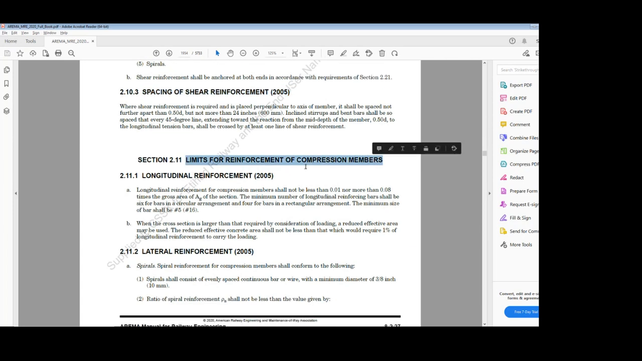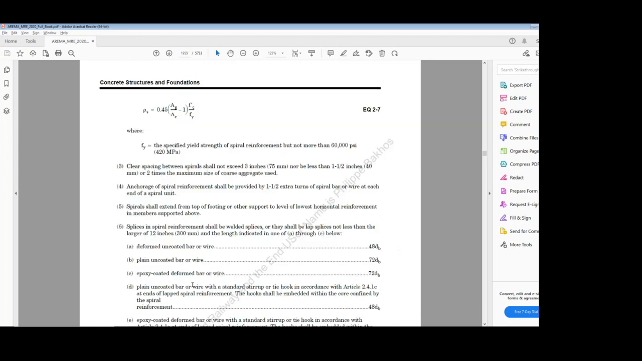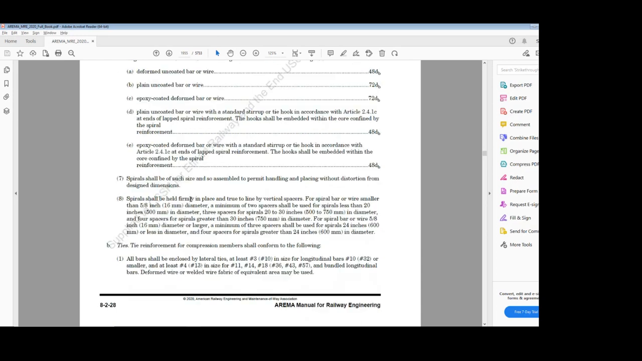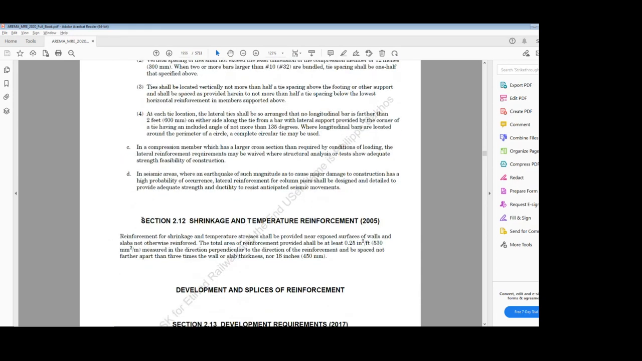Then limit of reinforcement for compression members, basically for walls or columns. So minimum diameter of bar, spacing, all those things are given here. And this clause is important for this kind of culvert structure. Basically the reinforcement in a culvert structure is quite low compared to underpasses and all the big structures. So make sure you don't forget this clause.